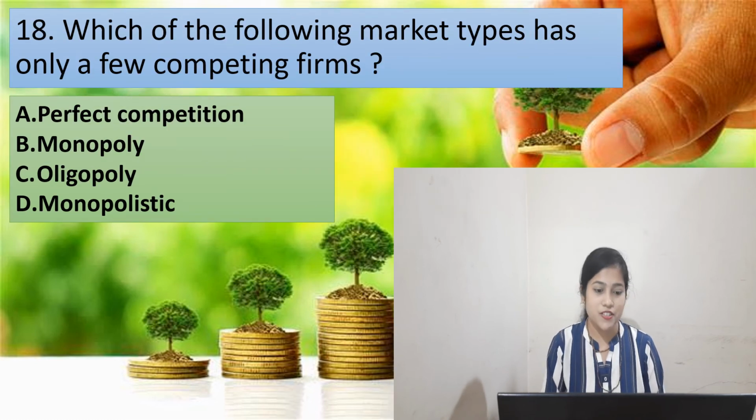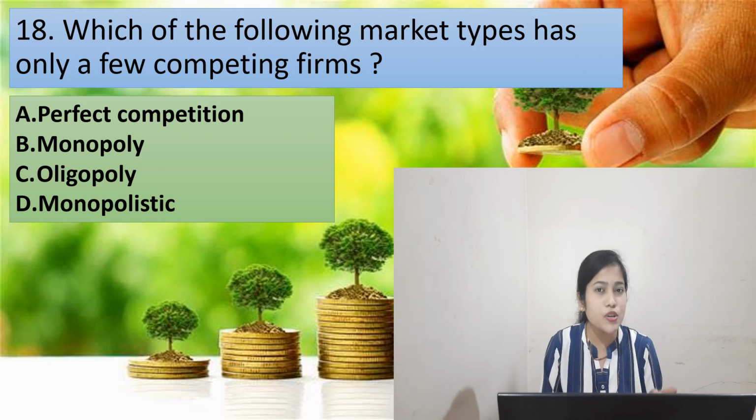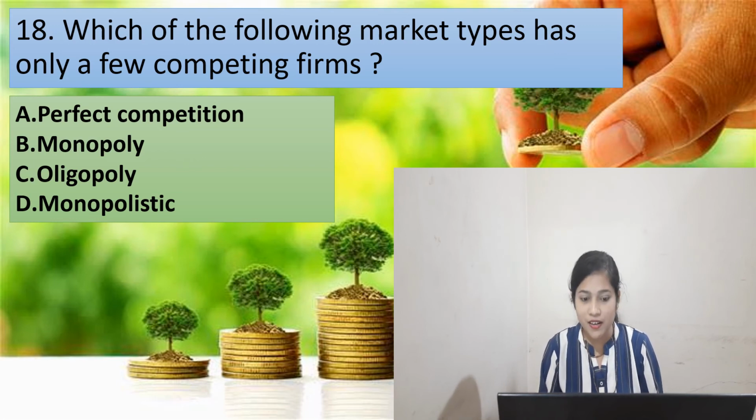So here is the question, that is, which of the following market types has only few competing firms? Okay, and the options are, first perfect competition, second monopoly market, third oligopoly market, and last one monopolistic market.